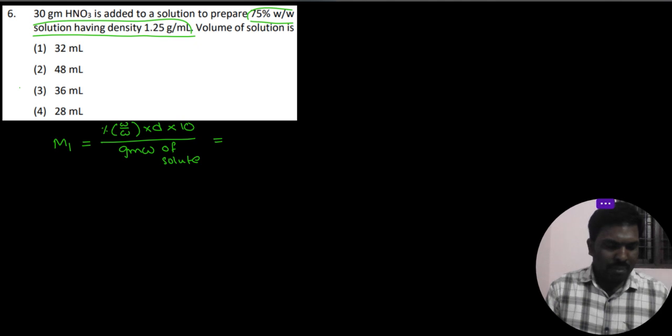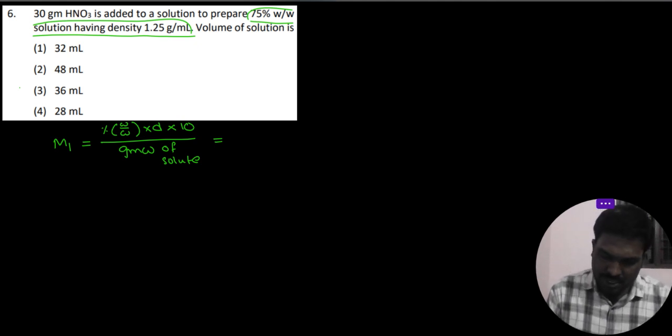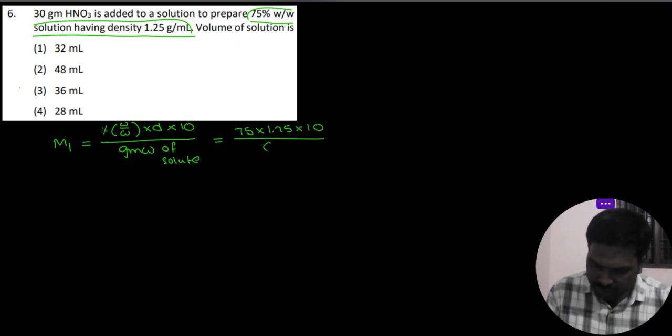Now percentage by mass, how much is given? 75 percentage into density 1.25 into 10, and HNO3 gram molecular weight 63. If we simplify, we will get 14.88 molar.